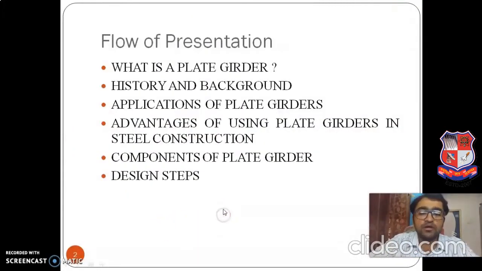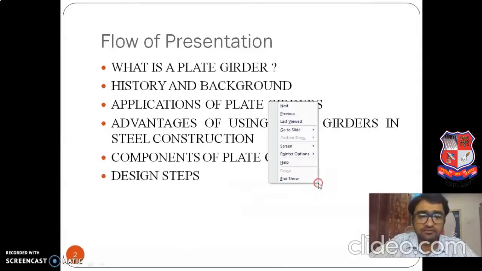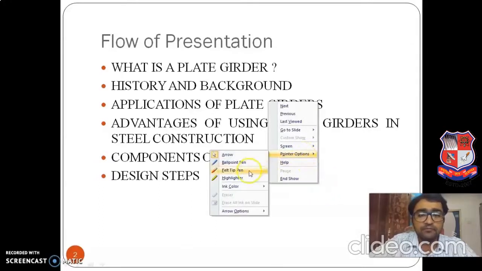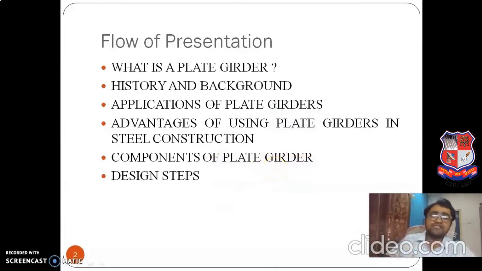So what today we will learn is what a plate girder is, history and background, how the plate girder evolved, application of the plate girder, advantages of plate girder in steel construction, components of plate girder, and design steps. If you understand very carefully what a plate girder is, what it is used for, its applications and advantages, why it is more advantageous than certain other components, then you will better understand the design steps.